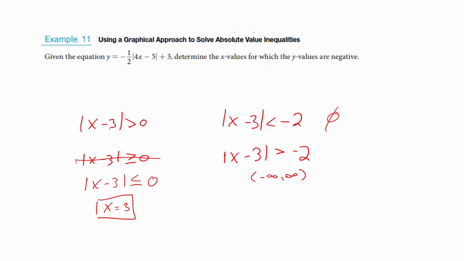Now, how about |x - 3| being greater than 0? Well, yeah, we know this is always a positive, so this is true. Or is it? There is one statement that would make this not true. What if x turned out to be 3? If x turned out to be 3, this would not be true. It would be a lie. And so the only number that is not allowed in this situation is the number 3.